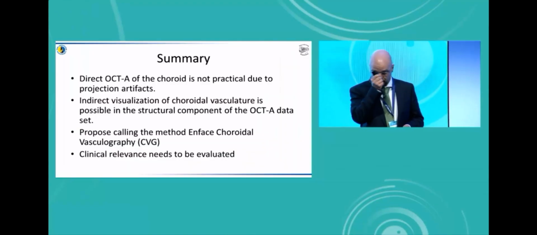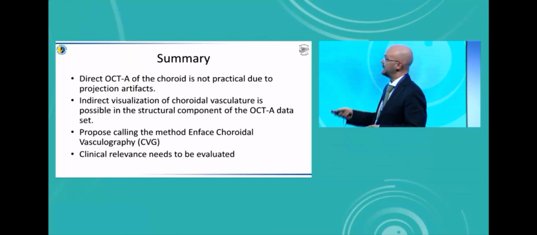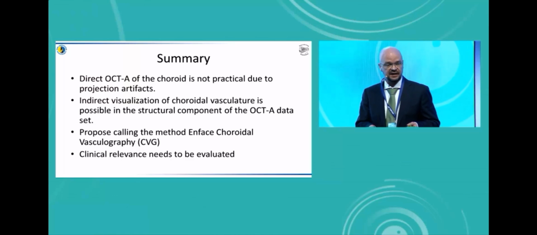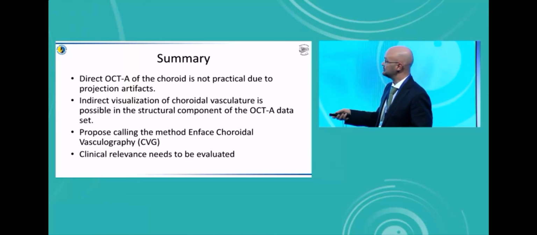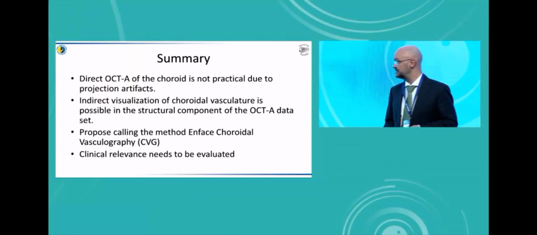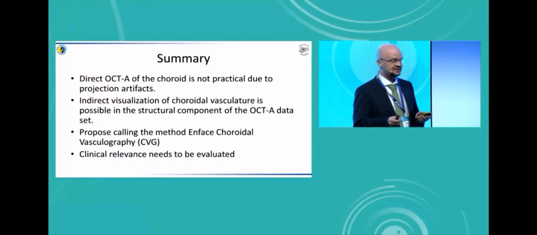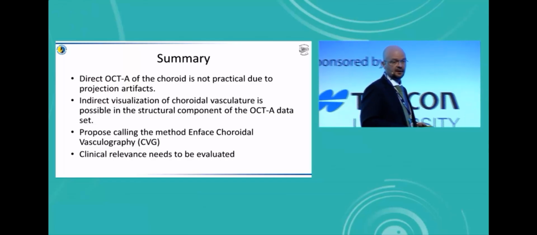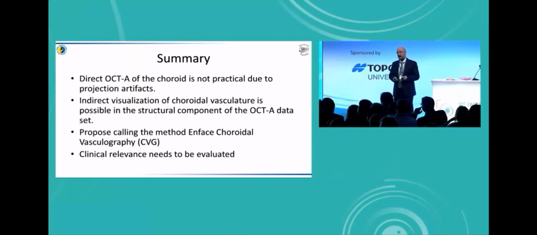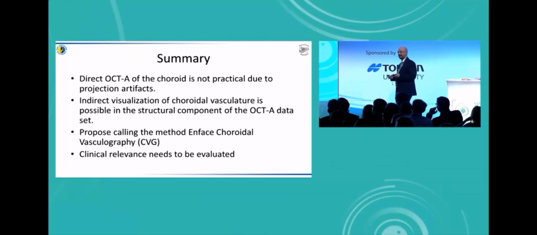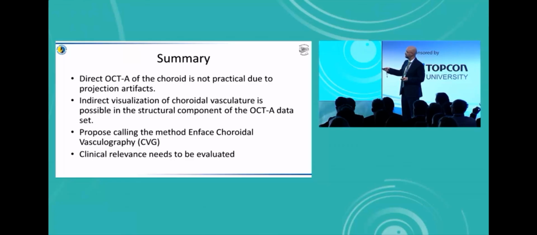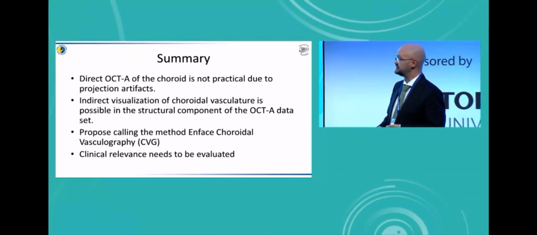So to sum up, a direct OCTA of the choroid is not practical due to all of the projection artifacts. It just can't really be done at this point in time. Indirect visualization of the choroidal vasculature is possible in the structural component of the OCT data set. But since this is not OCTA, since it's not showing flow, it's showing just the structure, I suggest that we don't call it OCTA of the choroid because it's misleading. So I propose that we call this Enface choroidal vasculography, or CVG.